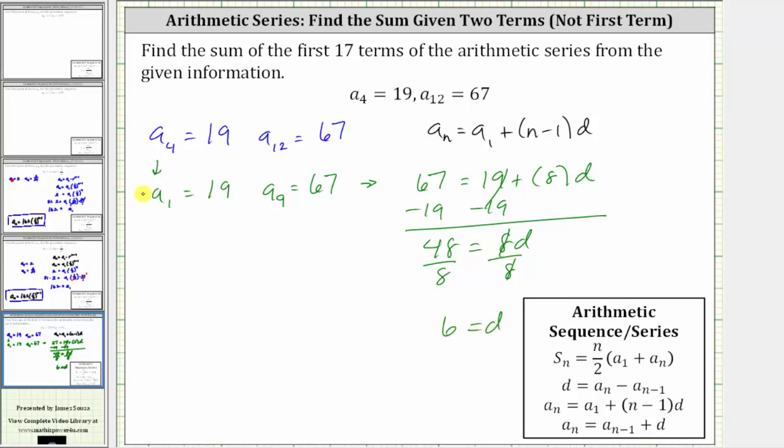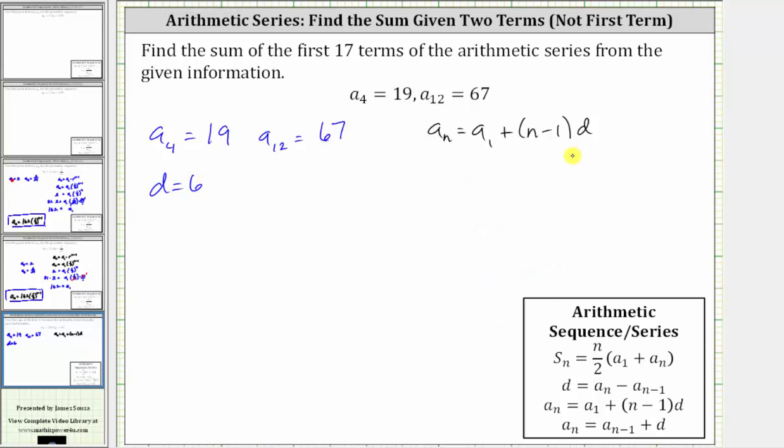Now we're done using these pretend values for a sub 1 and a sub 9. We now know d is 6. Since we know d is 6, we now know that a sub n is equal to a sub 1 plus the quantity n minus 1 times 6. And now we can determine a sub 1 using either a sub 4 or a sub 12. Let's go ahead and use a sub 4.